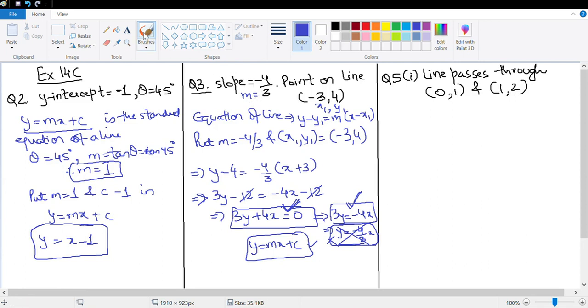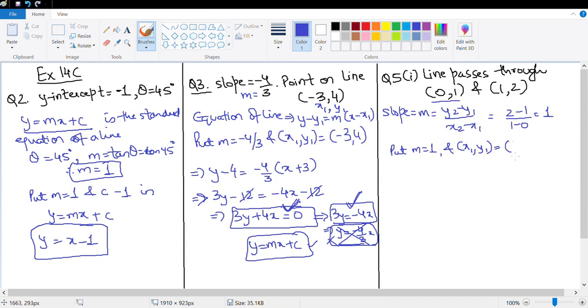The next question is question number 5, part 1. Find the equation of the line passing through 0, 1 and 1, 2. In this case, the slope is not given, so we'll first have to calculate the slope. So slope m will be equal to y2 minus y1 upon x2 minus x1. In this case, 2 minus 1 upon 1 minus 0, which is 1 upon 1, which is equal to 1. Now put m is equal to 1 and x1, y1. Which one would you want to take as x1, y1?